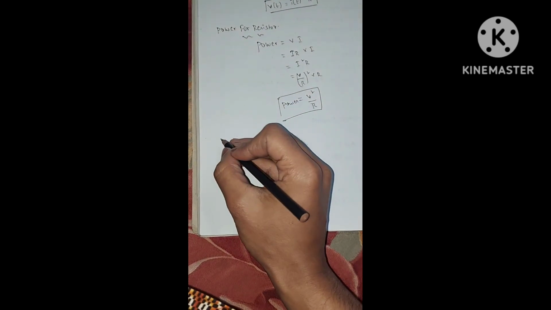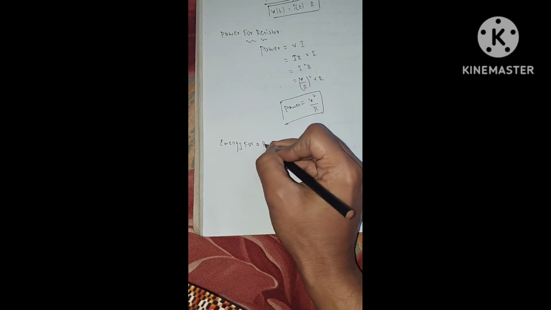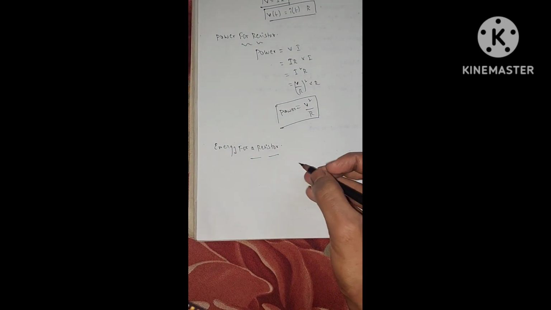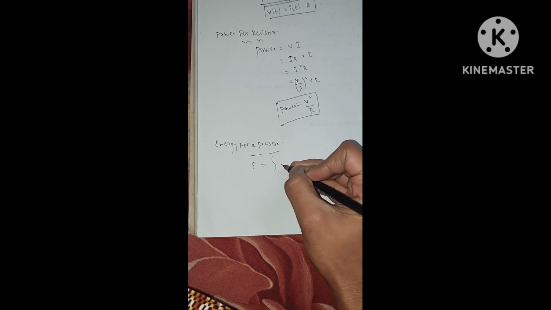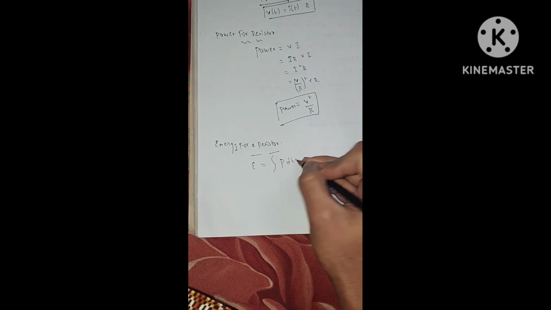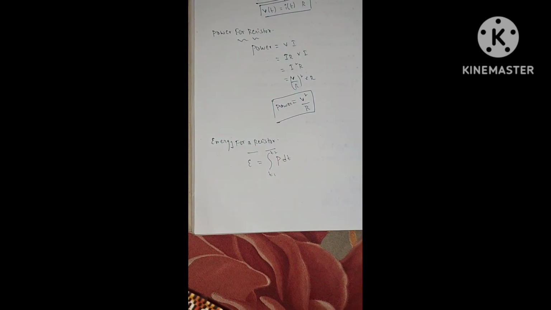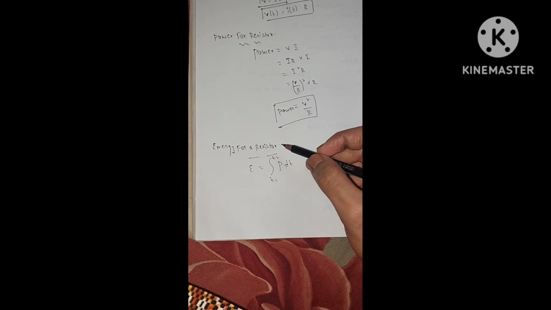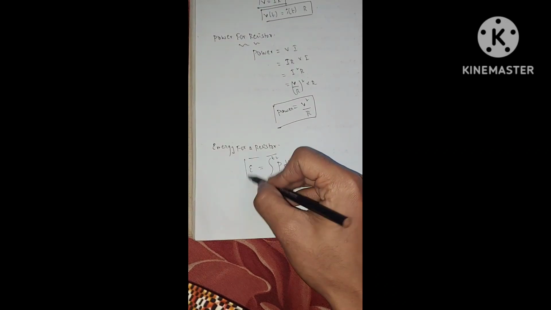Next, energy for a resistor. So the equation is E is equal to the integration of power with respect to dt from time t1 to t2. Okay, so what we did, the power equation is given, right? You put this V square by R, integrate it from time t1 to t2, and you will get the equation for energy. Okay, so this is the equation for energy.